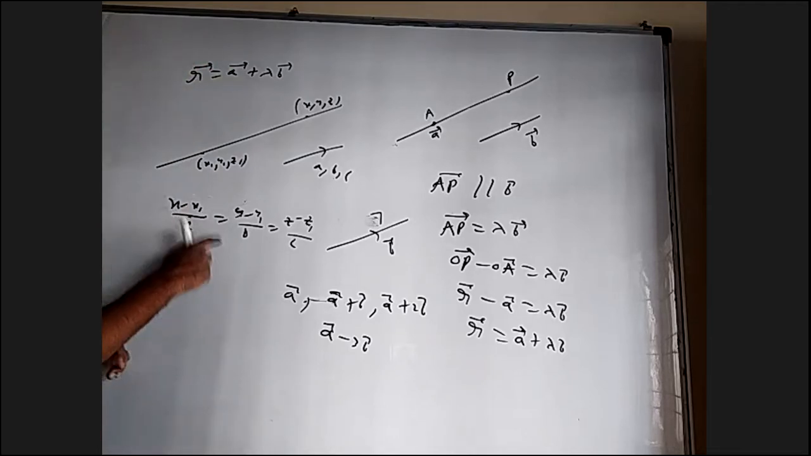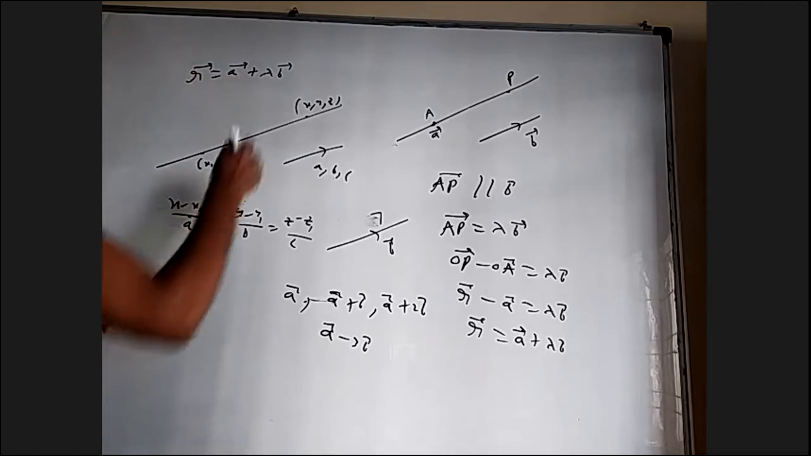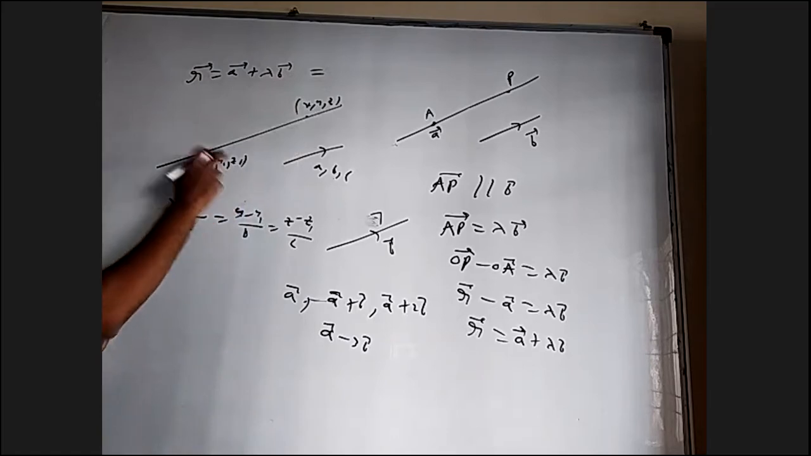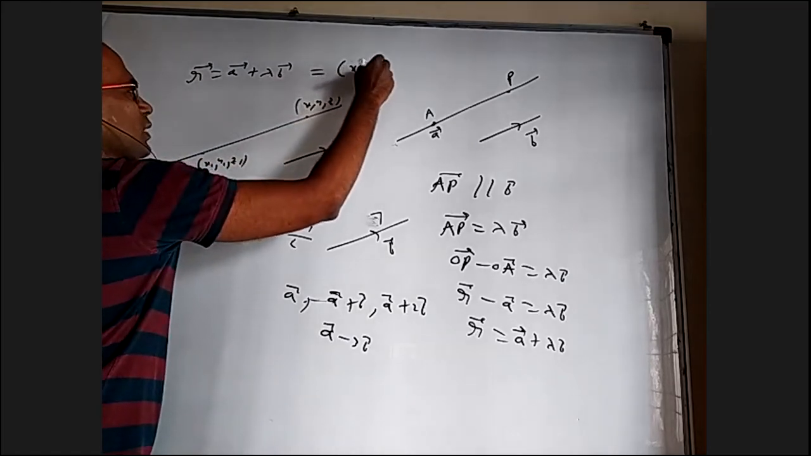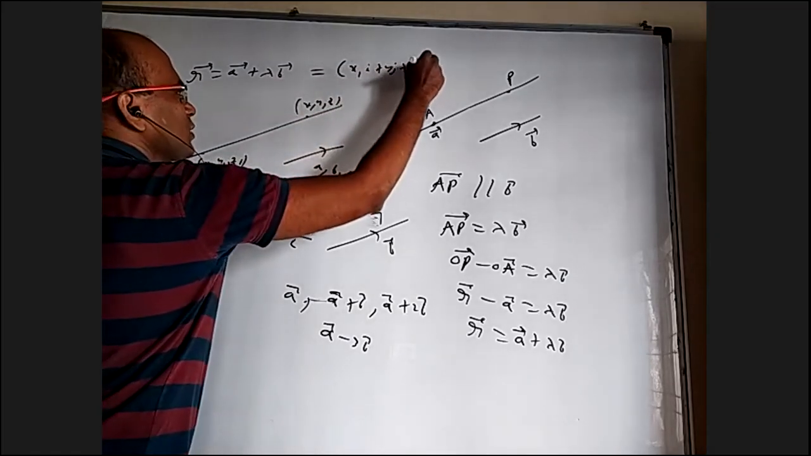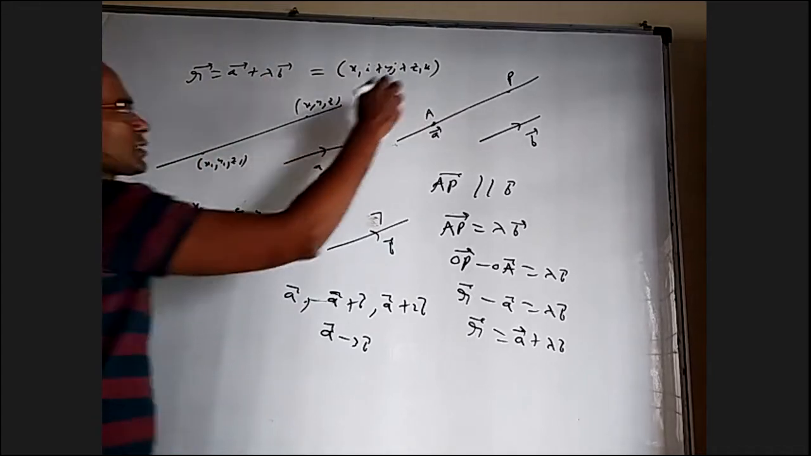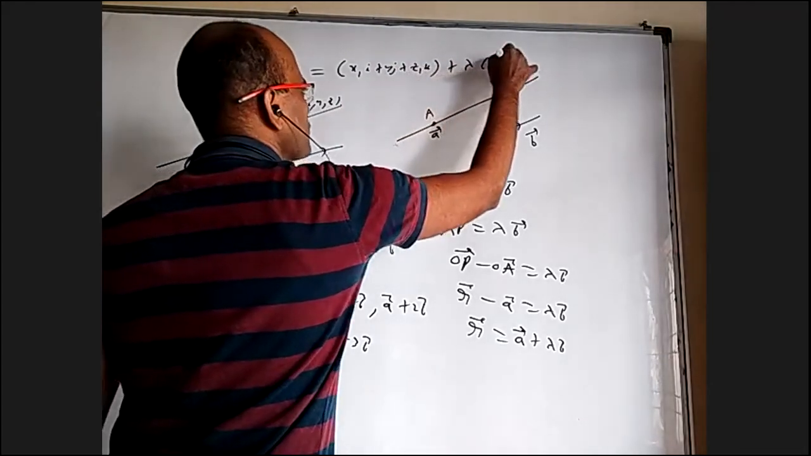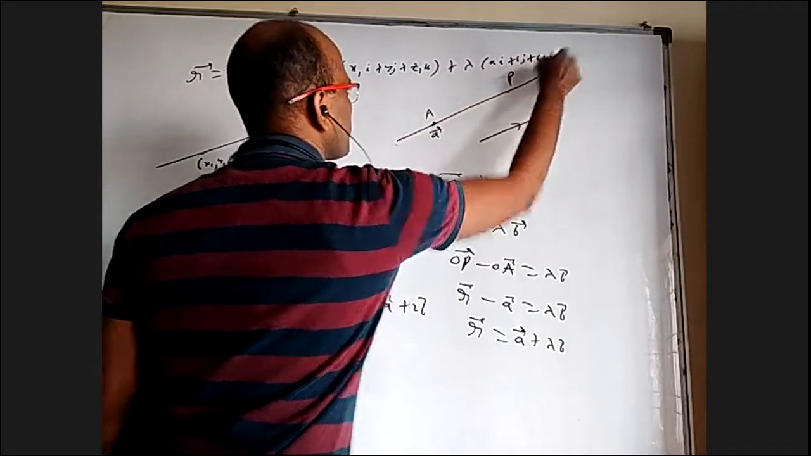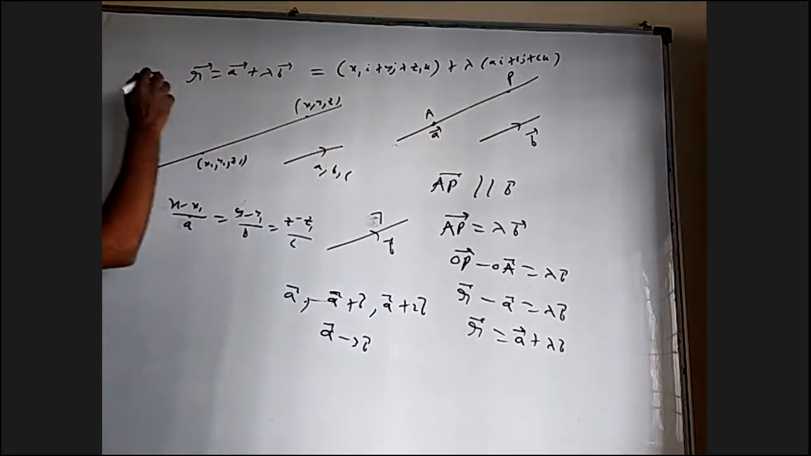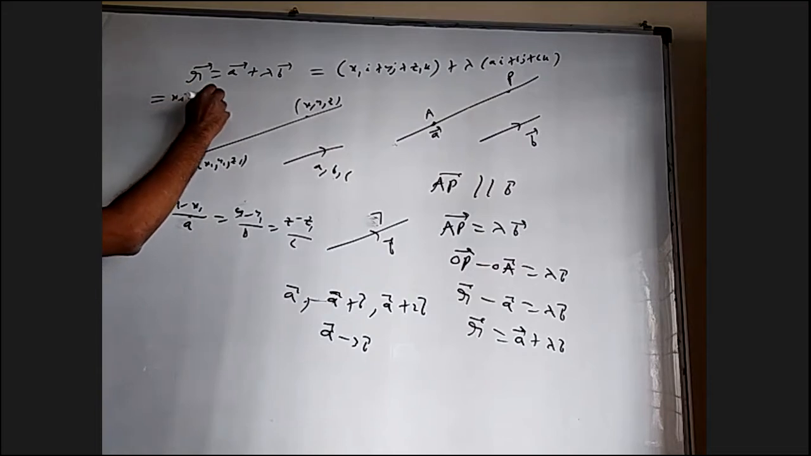Let us see how to get this equation from the vector formula. In the place of a bar, I should write this point, which is x1 i plus y1 j plus z1 k. In the place of b bar, I should write this vector, which is lambda times (a i plus b j plus c k). And the general r bar in 3D, you have to write as x i plus y j plus z k, because any point will be in the form of x, y, z.